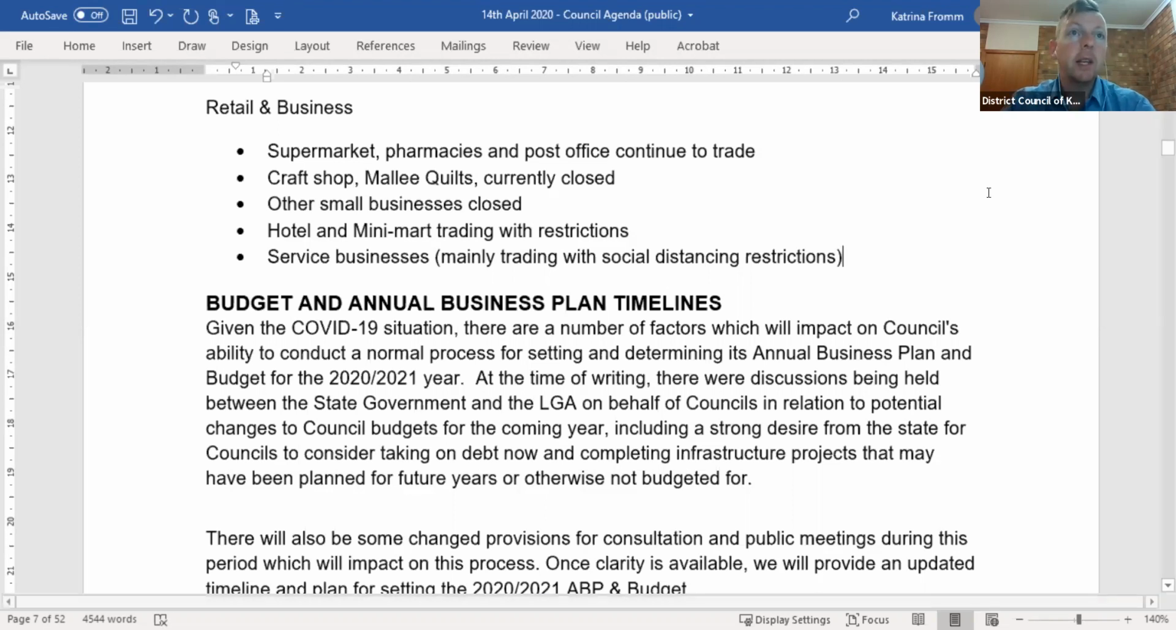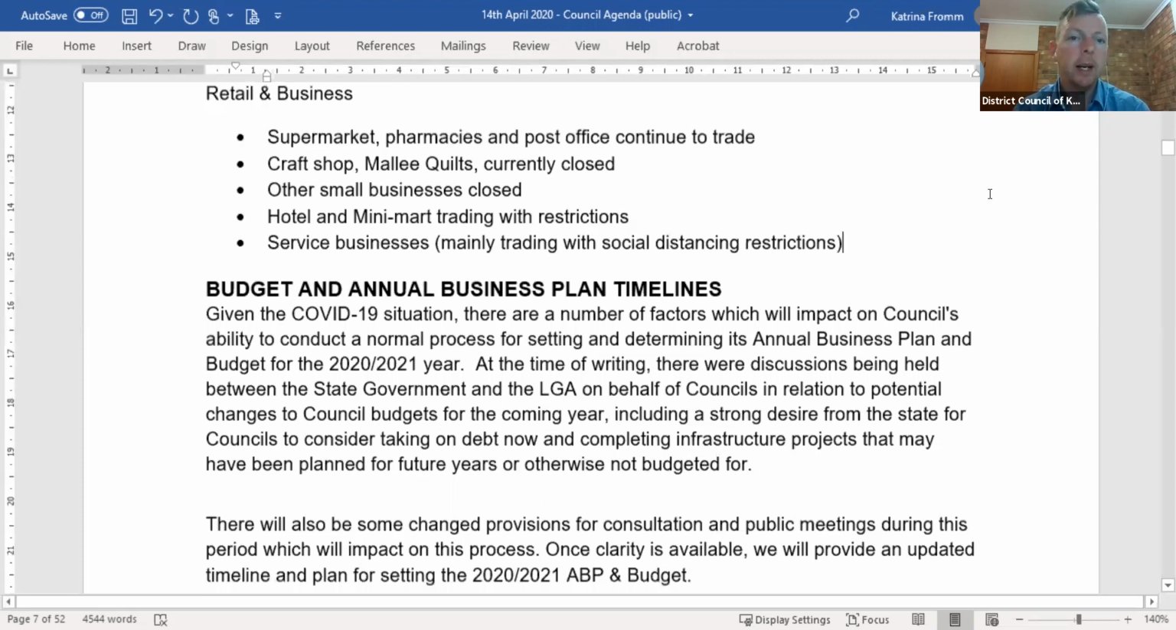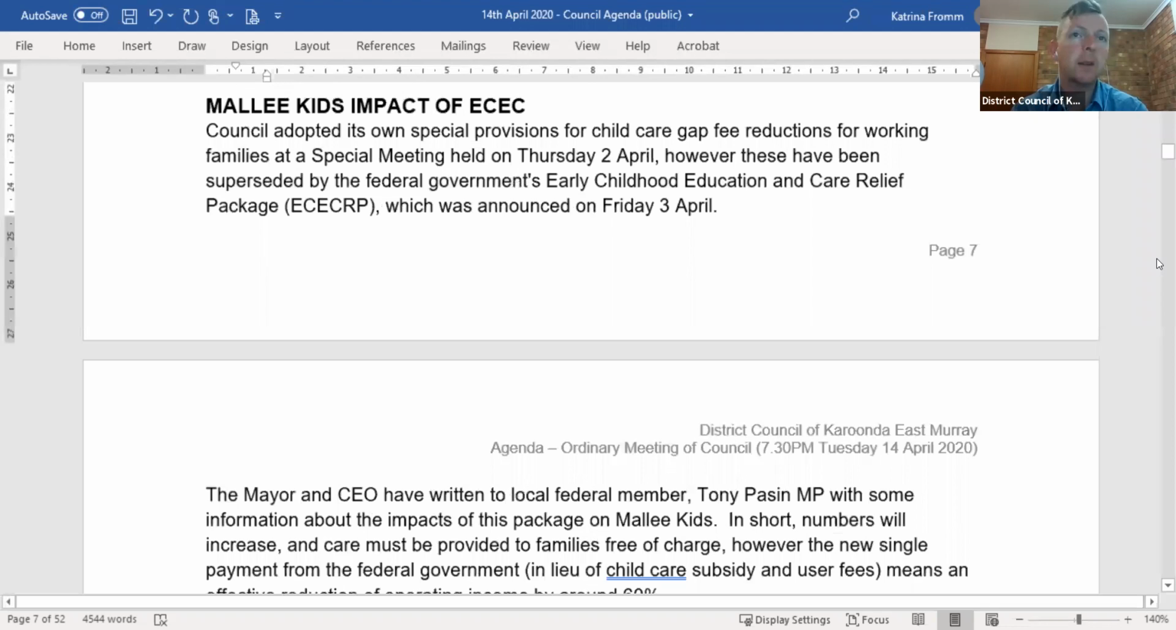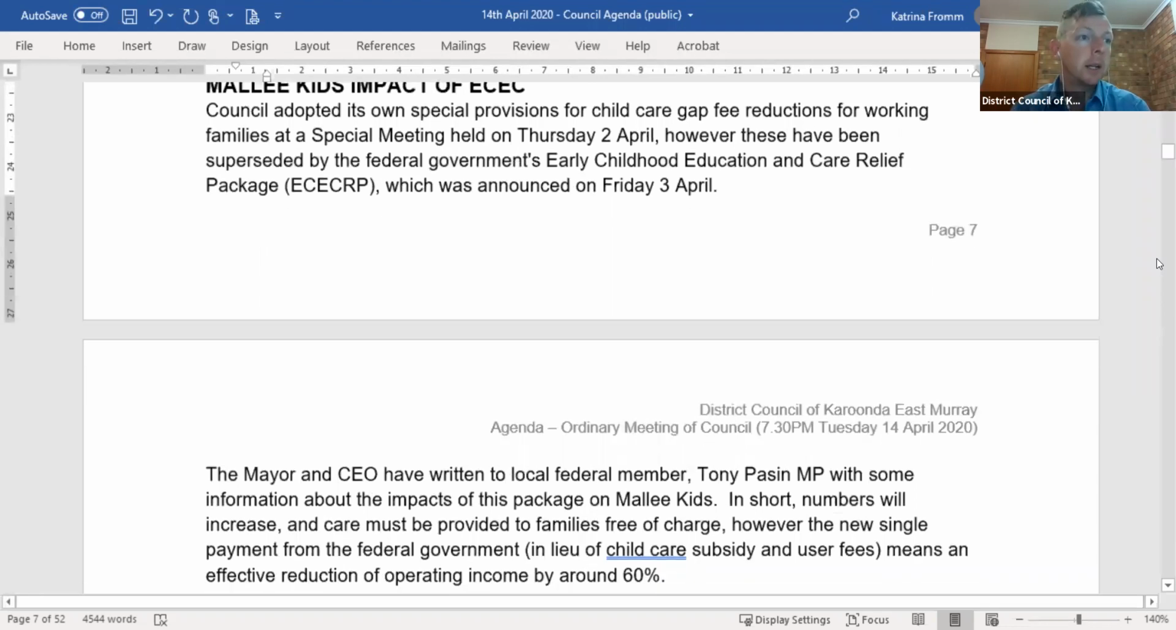I guess the one thing that Mayor Phillips alluded to is in relation to the childcare, and Council at the special meeting endorsed its own childcare measure to effectively reduce the gap fee for working families who needed to access care to stay in employment, but also to continue providing services to the community by up to 70%. And that was endorsed by Council on Thursday last week.